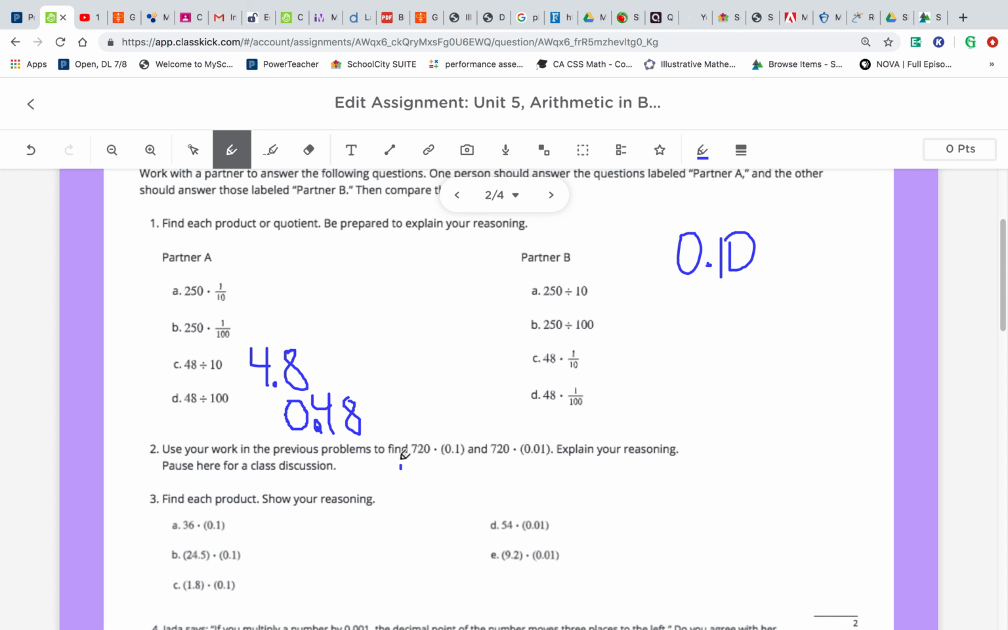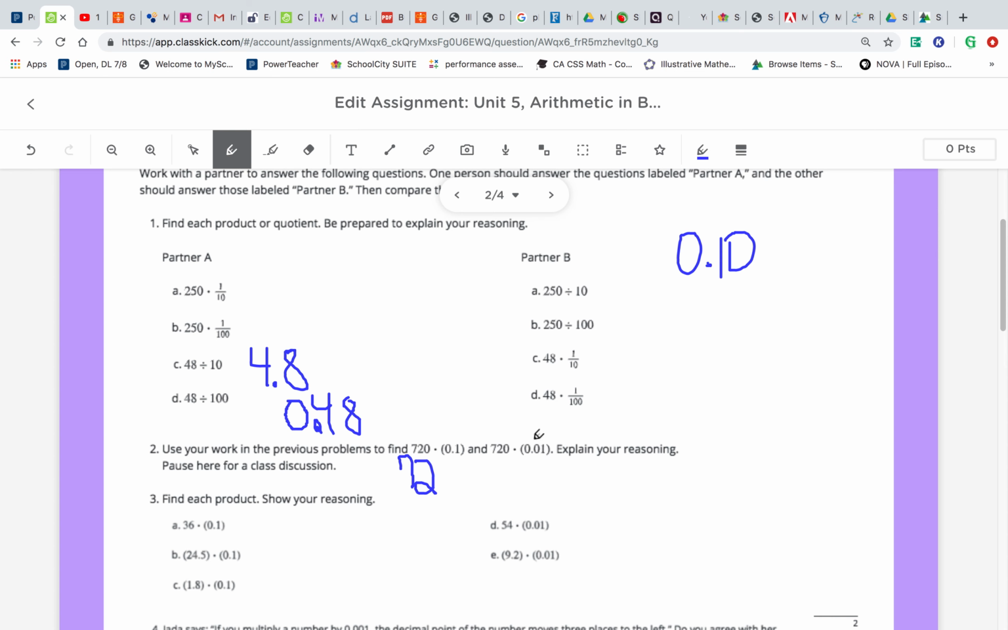So for 720, we are going to be moving it in 1 spot. Since you don't see a decimal point, it's going to be placed right here. So it'll be 72.0, and we don't really need the 0 or the decimal point, right? It's just 72. And then 72 times 0.01.